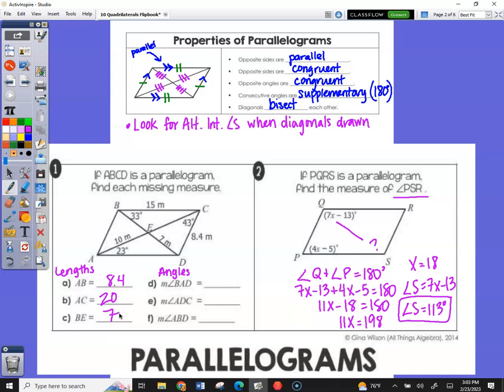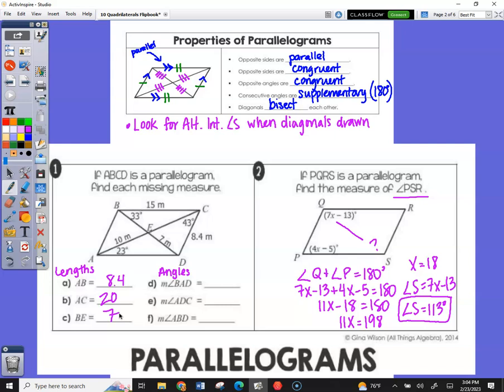Now we're going to look at angles. Now here's where you have to be careful. I'd much rather work with sides and diagonals because it's just 2 letters. Angles, when diagonals are drawn, are 3 letters. Trace it and go back to the middle letter.